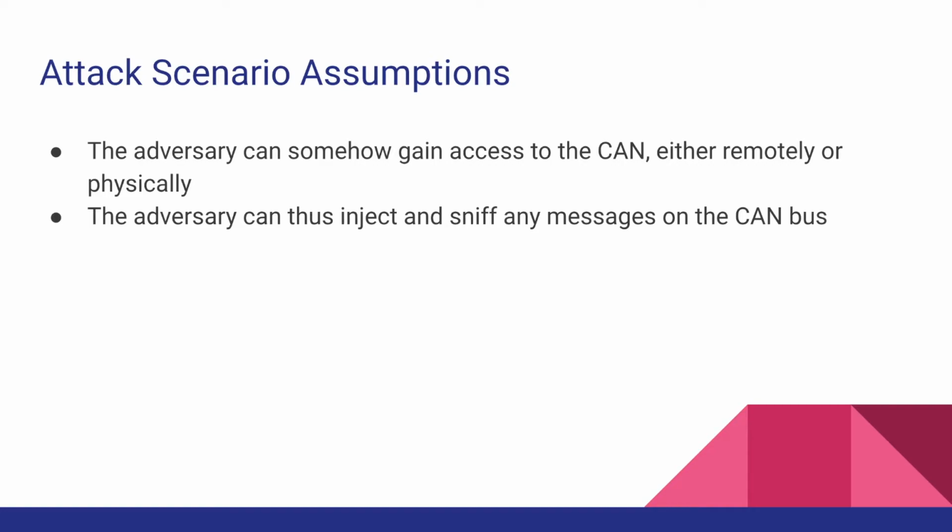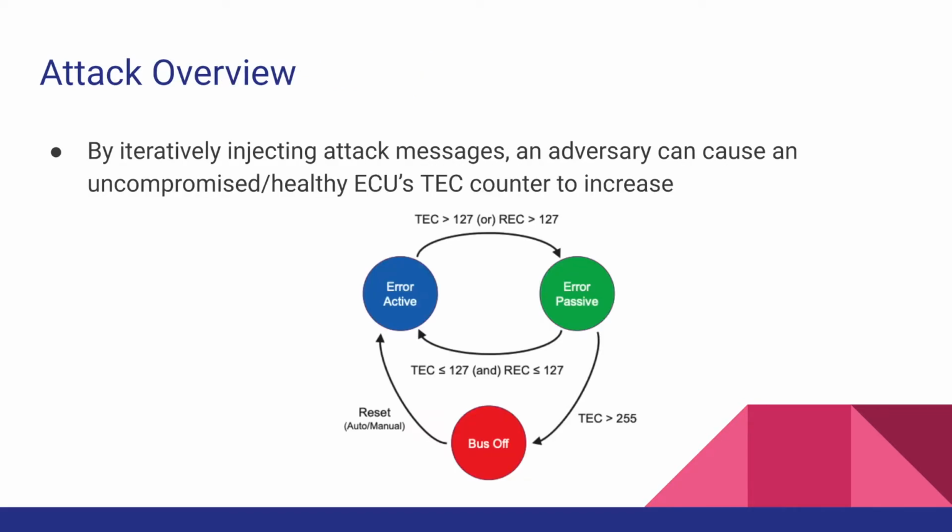Additionally, assuming that the attacker has access to the network, we also need to assume the adversary can inject and sniff any messages on the CAN bus. This is necessary because the attacker, the ECU that's a part of this CAN network, needs to be able to not only see what the other nodes are sending, but also send messages for this attack to work.